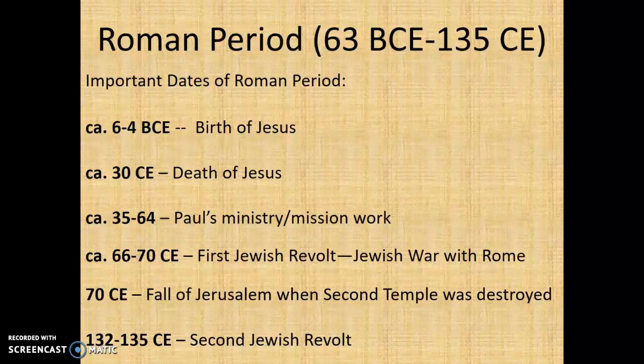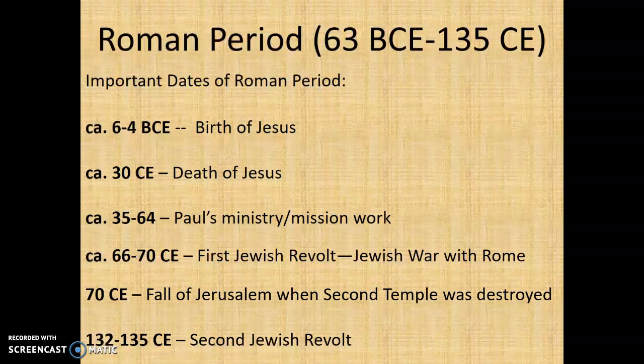And then one of the most important dates there was 70 CE or AD, which was the fall of Jerusalem. That's when the second temple that was just beautified by Herod was destroyed by Rome. Lots of books in the New Testament are dated in and around this time period. So very important changes happened to Judaism and Christianity at this time because of the fall of Jerusalem.